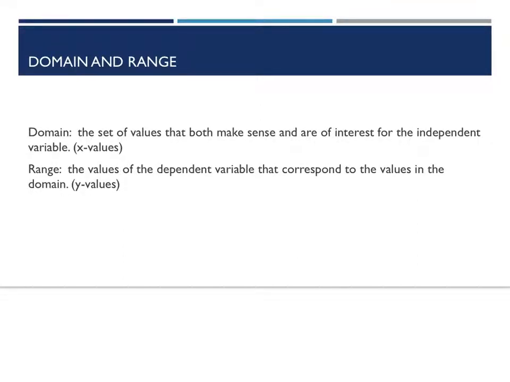A couple more vocabulary words that we need when we're looking for how to describe a graph or how to describe a table of values is domain and range. The x is the independent variable, but the x values that you use for the independent variable, those numbers are called the domain. The actual numbers you use for the y variable, those are called the range.